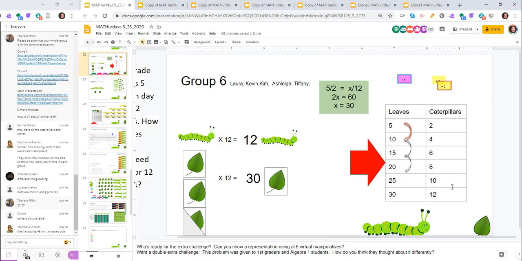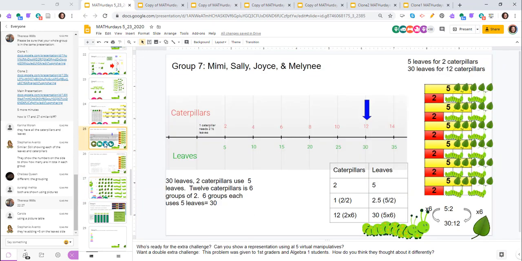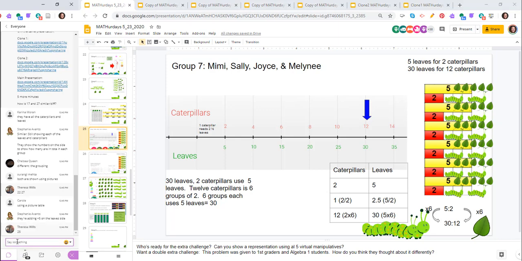And as that is evolving, let's take a look at what this looks like on something called a double number line. Group 7, let's see where they are. Group 7 is on slide 25. And they're using something called a double number line. And specifically, they have a blue arrow on slide 25. How is this similar, and how is it different from our other representations?